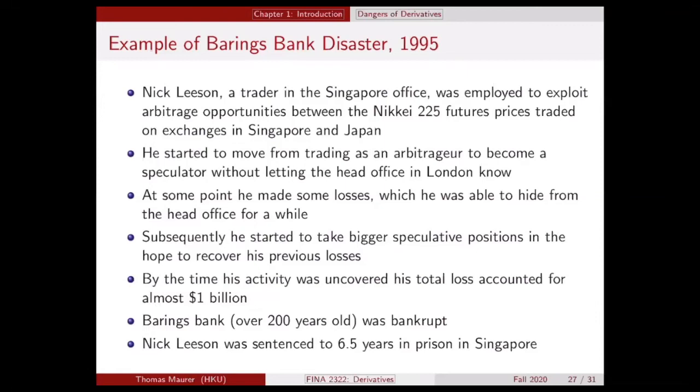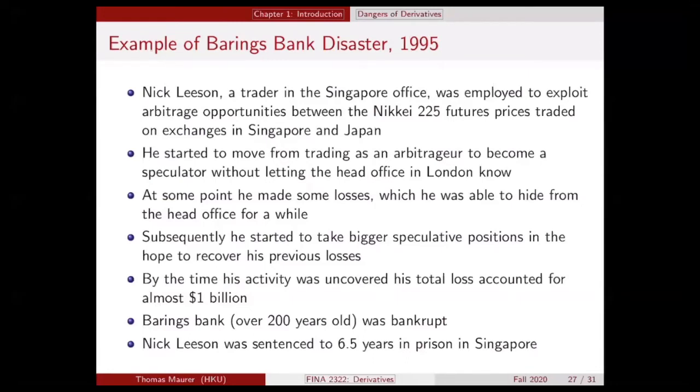Now, of course, the owners of Barings Bank are not quite happy about that because Nick Leeson now travels around, makes quite a lot of money by giving these public lectures, while Barings Bank really lost a fortune because of this disastrous and fraudulent trades which he made back in 1995.